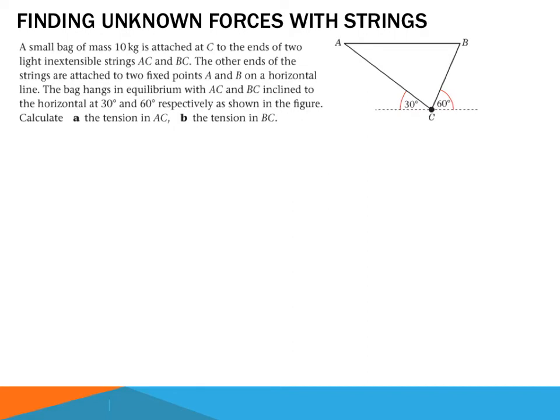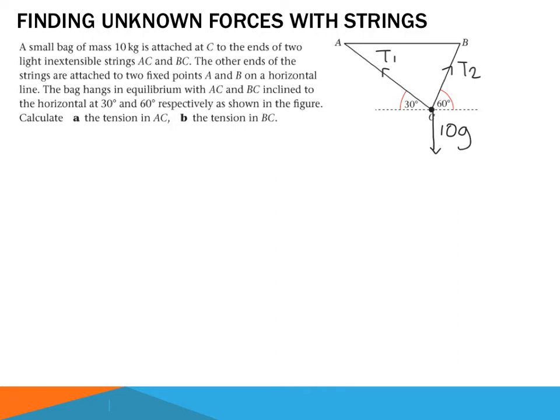Next situation, we've got a small bag of mass 10 kilograms. Okay, so as soon as we've got that mass, we know that we can put our weight on the diagram. Weight is mass times gravity, so it's going to be 10g. It's attached at C to the ends of two light inextensible strings. That's telling us that these two tensions are different, so I'll call that T2 and this T1. The bag hangs in equilibrium, so we know it's static, and we're given these angles 30 and 60 degrees relative to the horizontal.